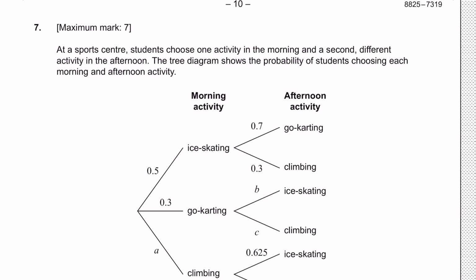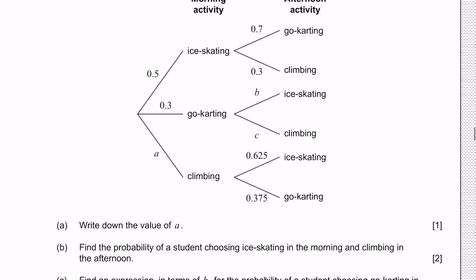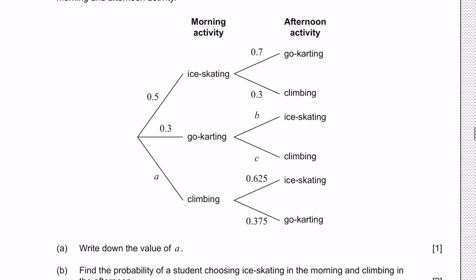Question 7. At a sports center, students choose one activity in the morning and a second different activity in the afternoon. The tree diagram shows the probability of students choosing each morning and afternoon activity. So here are the morning activities and the probability of a student selecting each, and then the afternoon activities, respectively. Part A asks us to write down the value of A. So these are mutually exclusive. You can't do both ice skating and go-karting, and the sum itself must equal 1.